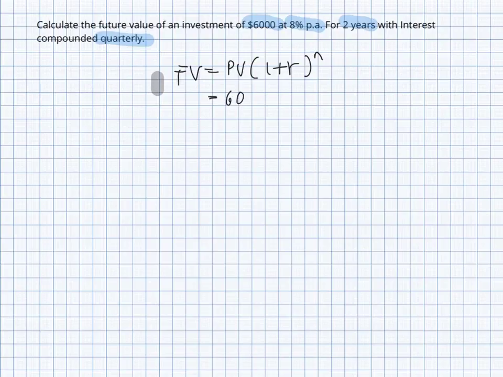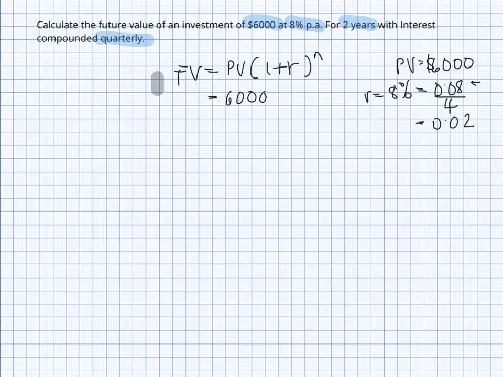So our present value is going to be 6,000. I'll do it over here. Present value equals $6,000. And our rate is 8% per annum. So we convert that to 0.08. However, if it's compounded quarterly, that means that yearly rate has to be divided by 4. So for each quarter, it's going to be compounded at a rate of 0.02. And over the year, it's going to be 2, 4, 6, 8. You'll get back up to that annual rate.